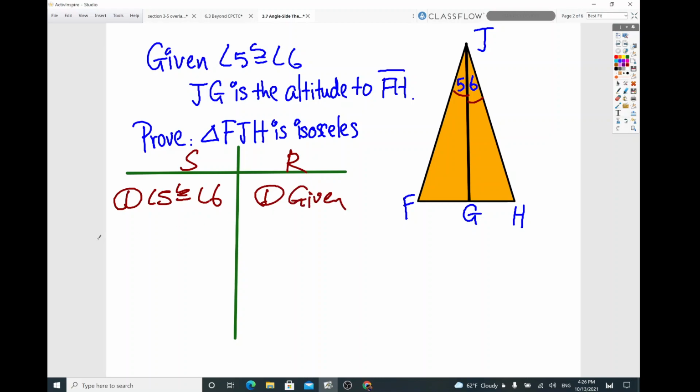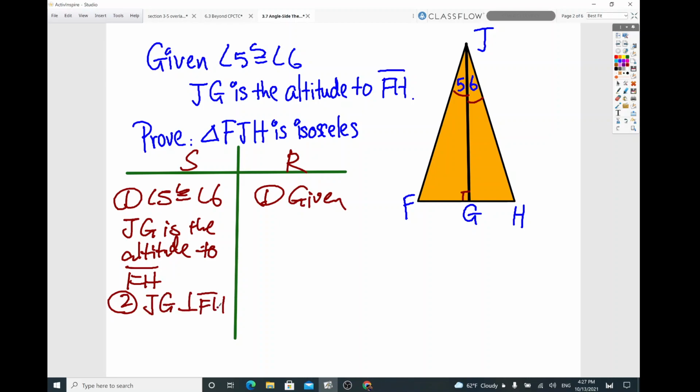Given. And also JG is the altitude, which is the height, to segment FH. It's also part of the given. So anytime you see the altitude of a triangle, that means the altitude line segment is always considered perpendicular to the base. So JG is perpendicular to FH. Segment JG, put a bar there. And the reason for this one is the definition of an altitude of a triangle.